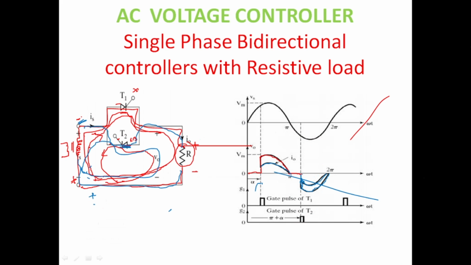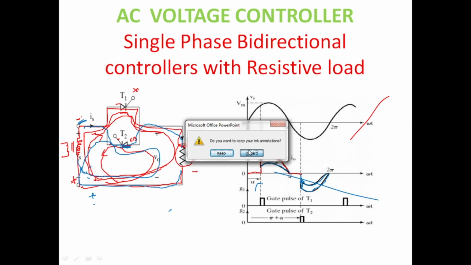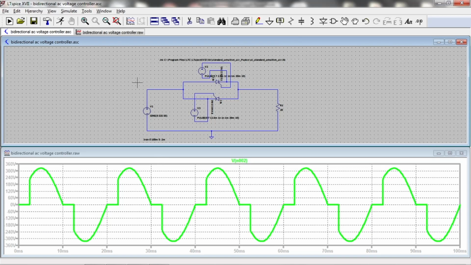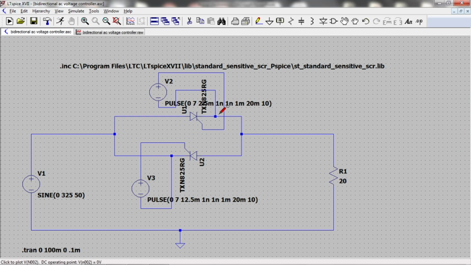Okay, I can show you the simulation of the circuit. See here, this is one SCR which is conducting in the positive half cycle. This is an SCR which is conducting in the negative half cycle. This is a gate pulse which is used to fire an SCR in the positive half cycle, and this is a gate pulse used to fire the other SCR, which works in the negative half cycle.